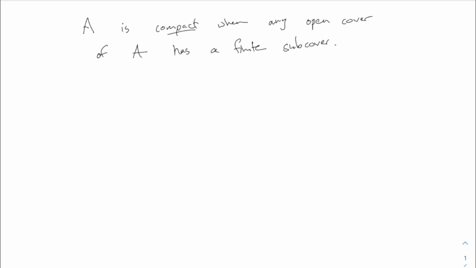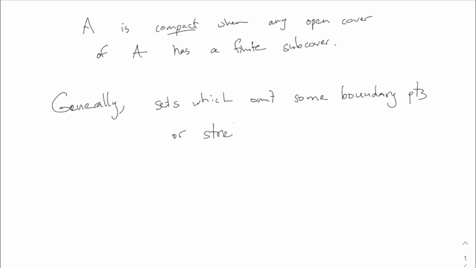I would say, and last time we did a lot of examples, hopefully to give you some kind of intuition about what sort of sets are compact and what sort of sets are not compact. My general intuition is that, this is a little vague, but generally speaking, sets which omit some boundary points or stretch out to infinity are not compact.